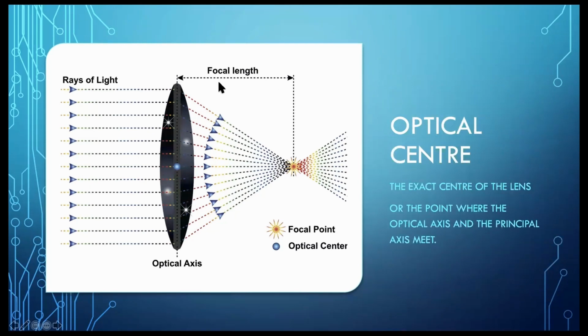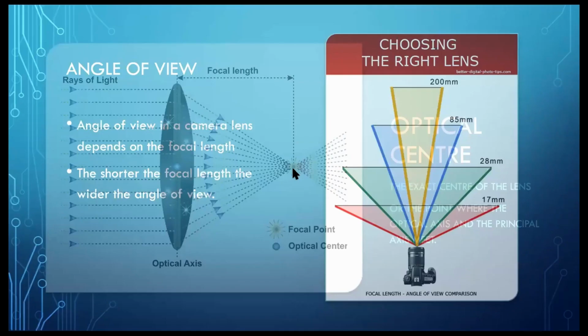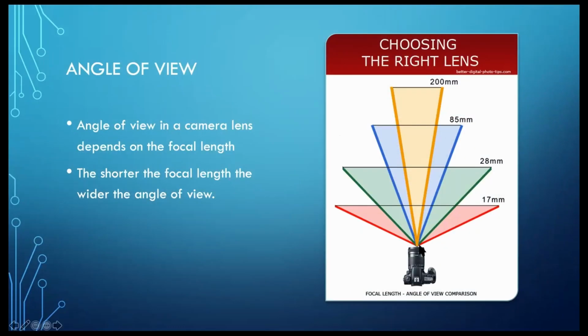Focal length is the length from the optical center to the sensor, right? The focal length changes depending on the size of the lens. A shorter lens is going to have a shorter focal length. So in this case, this red triangle shows what a 17 millimeter focal length would look like. The beauty of that is a shorter focal length means a wider view.